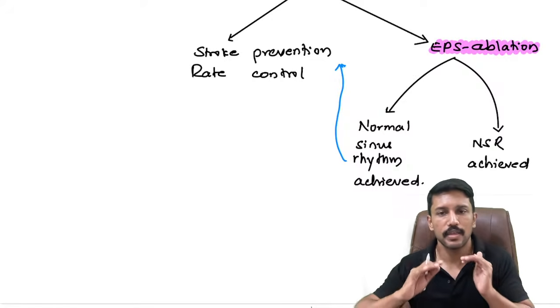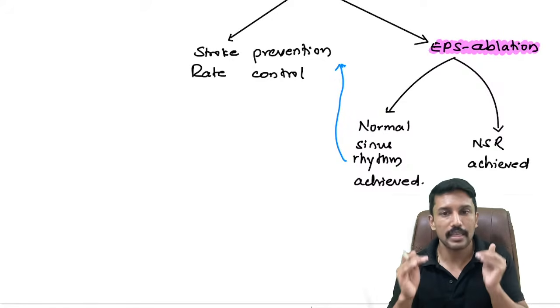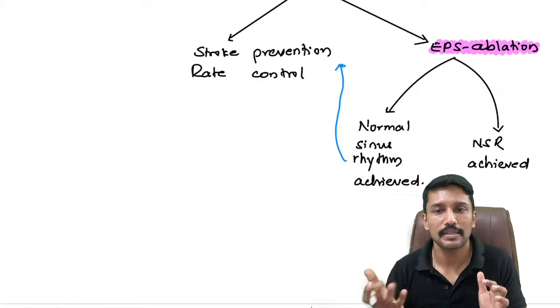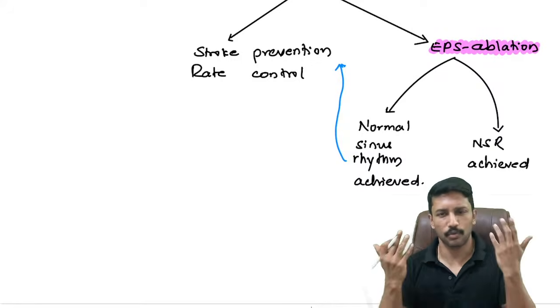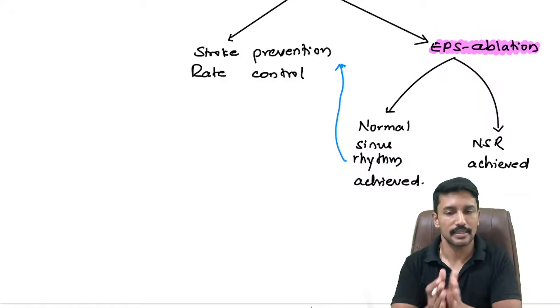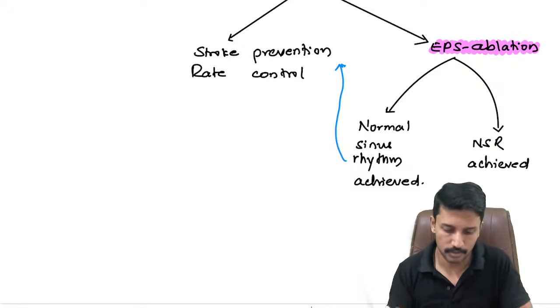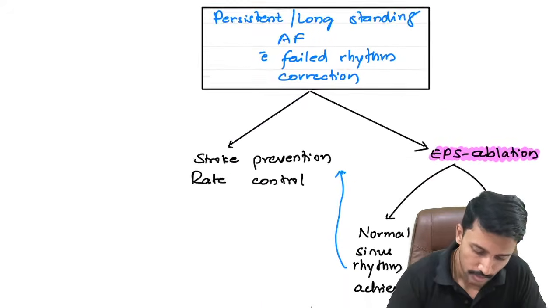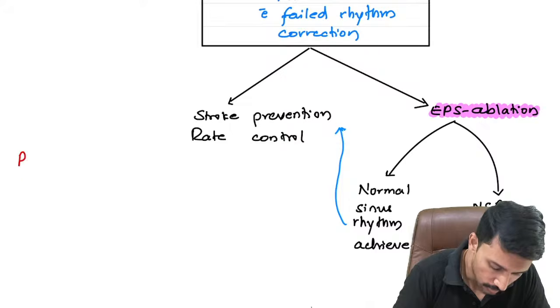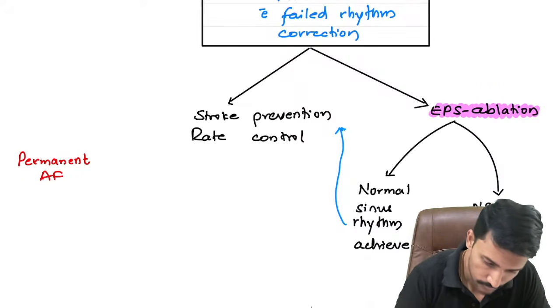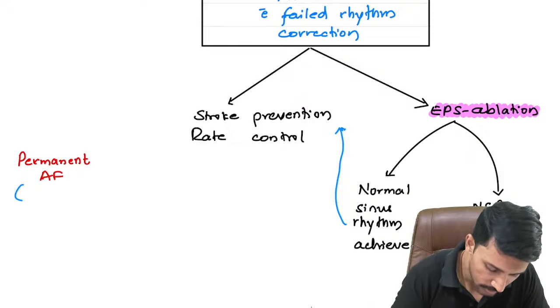So when we fail or we give up on converting the rhythm to sinus and we will just accept that, okay, patient is going to live with atrial fibrillation. Such cases, it is called permanent AF or accepted AF, right? So that is one more terminology you should be familiar with. Permanent AF. What is permanent AF?